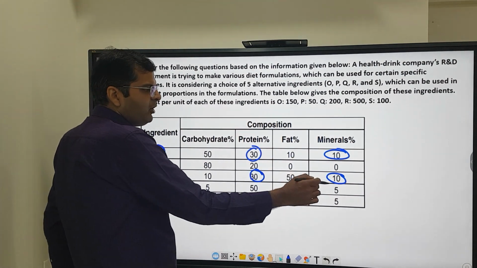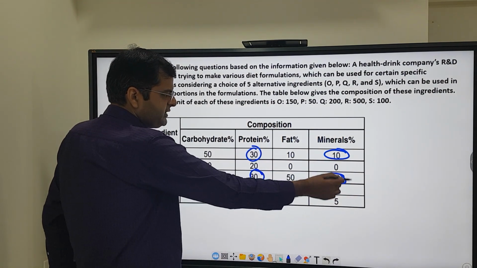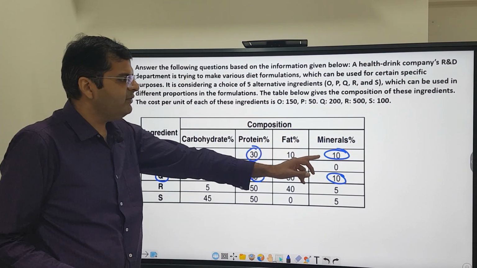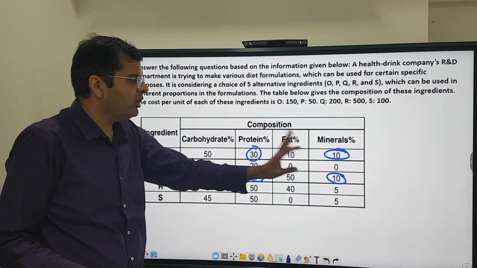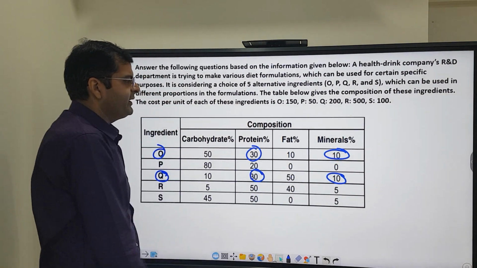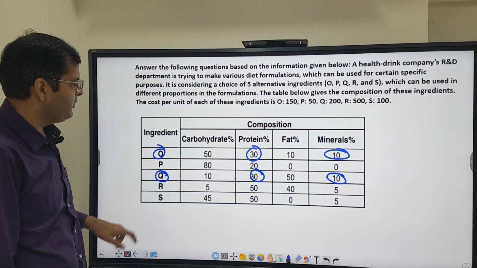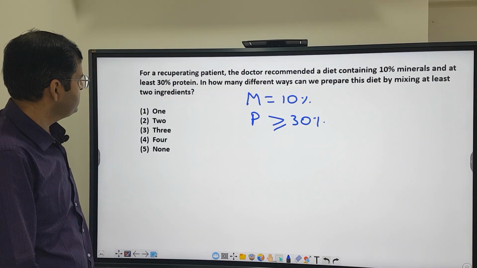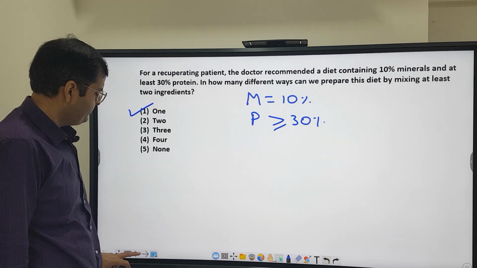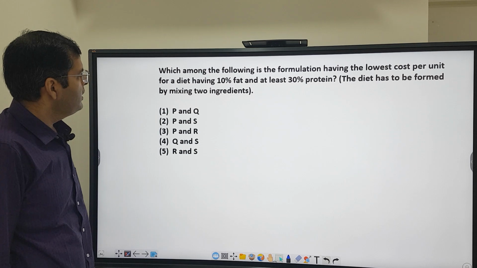If you make any other combination, like if you take this 10 and 5 and mix these, the percentage of mineral will lie between 10 and 5. It will not be equal to 10. For it to be equal to 10, these two have to be mixed. Only the possibility is O and Q. So only one possibility is there. So answer option 1 is the correct answer here. Okay. Now we look at the next question.